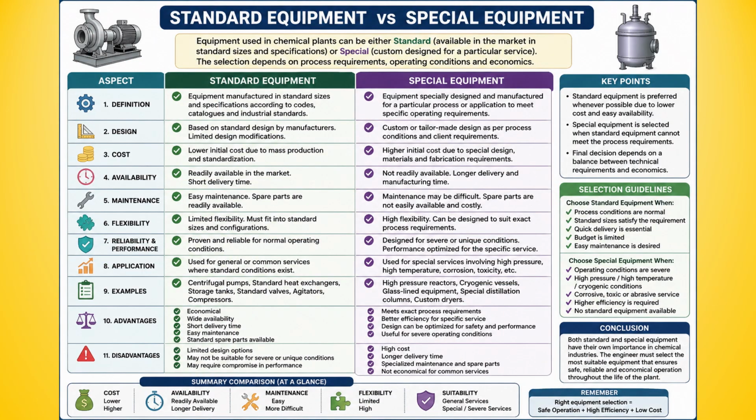So now next we will try to understand what is the difference between a standard equipment and a special equipment. Okay, equipment used in chemical plants can either be standard, available in market in standard sizes and specifications, or special, that is custom designed for particular service. The selection depends on process requirements, operating conditions and economics. Okay, so this is a very thorough difference between standard and special equipment.